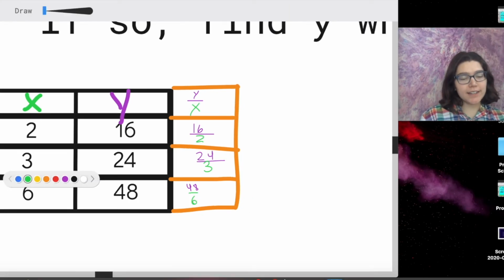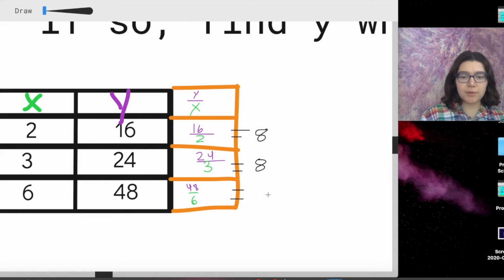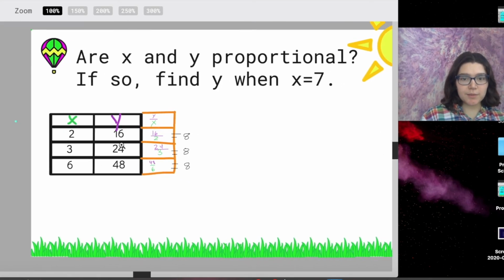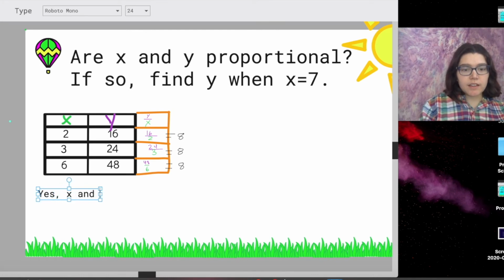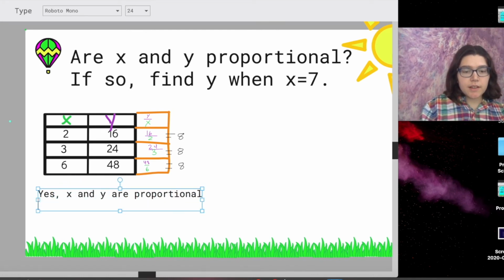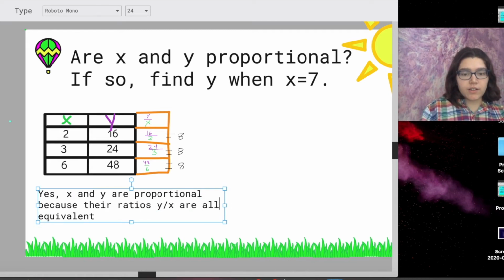So we have 16 divided by 2, that is equal to 8. Then we have 24 divided by 3, that is also equal to 8. And then we have 48 divided by 6. That is also equal to 8. Okay, so we can go back to normal. Are these proportional? Yes. X and y are proportional because their ratios, y to x, are all equivalent, and equal to 8.